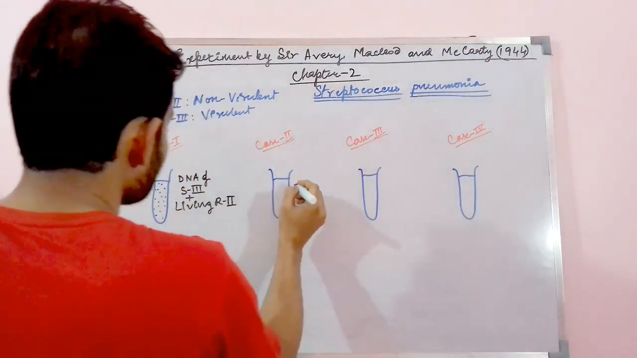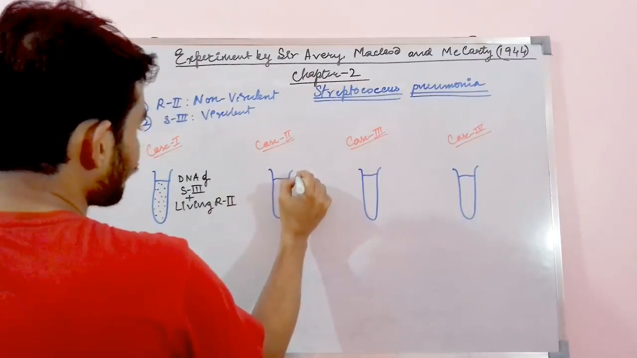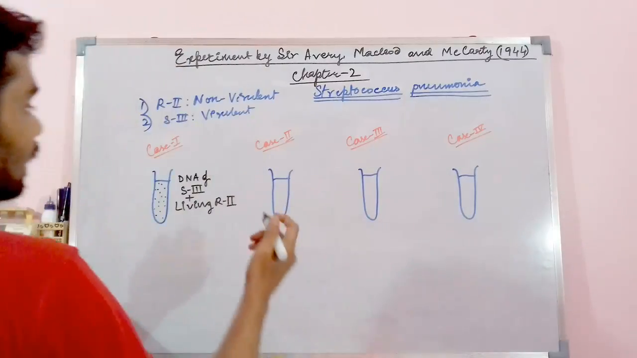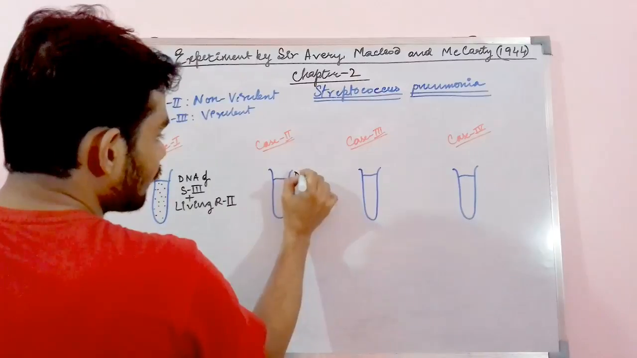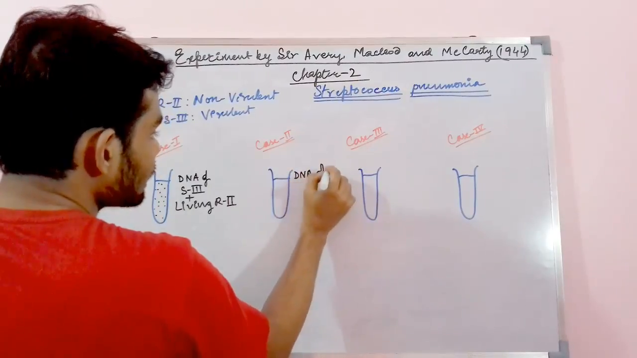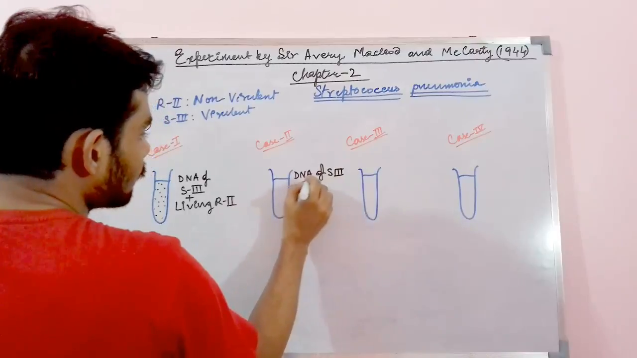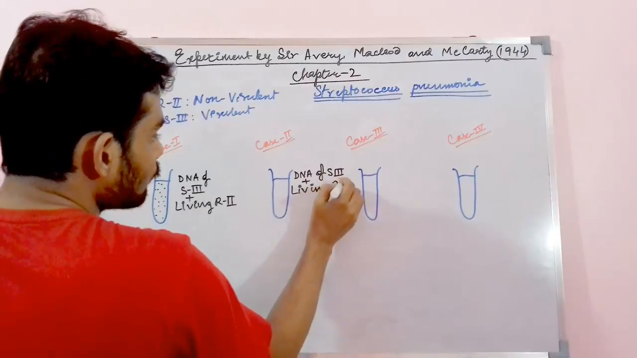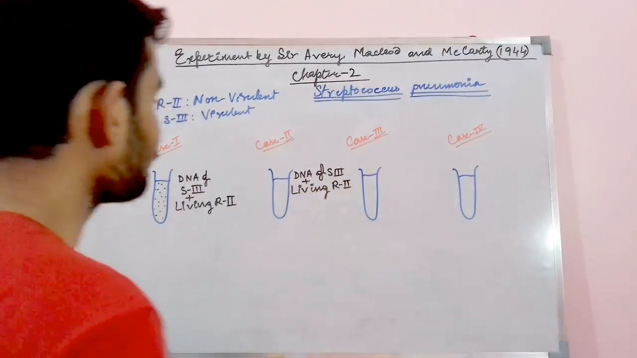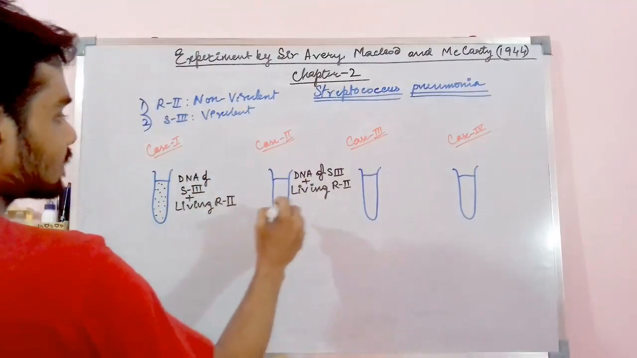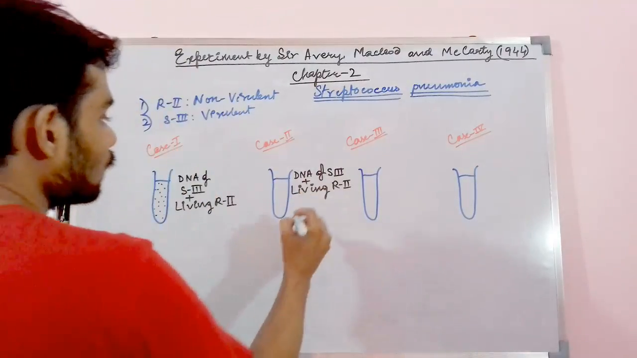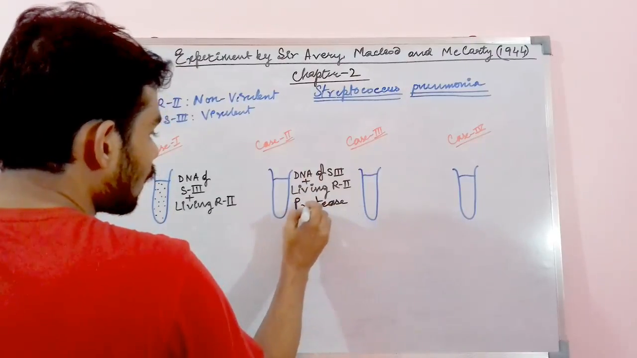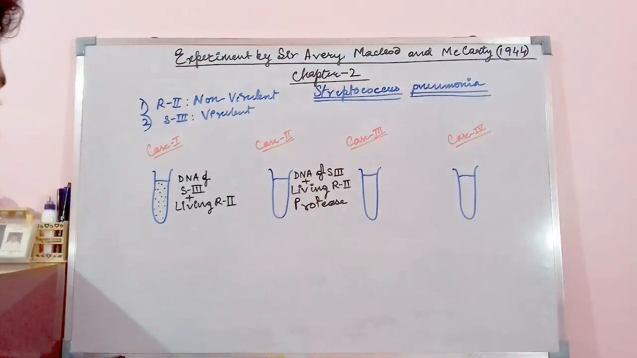In the second case of the setup, they took the DNA only, the DNA of S3, plus living R2 type bacteria, and they supplied this second culture tube with an enzyme known as protease.